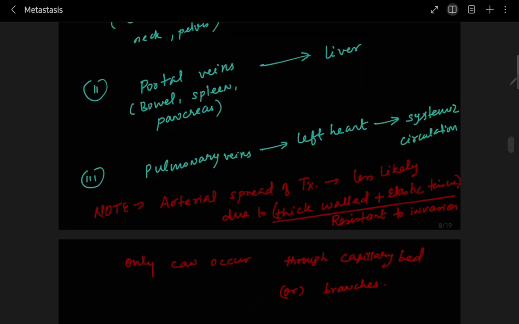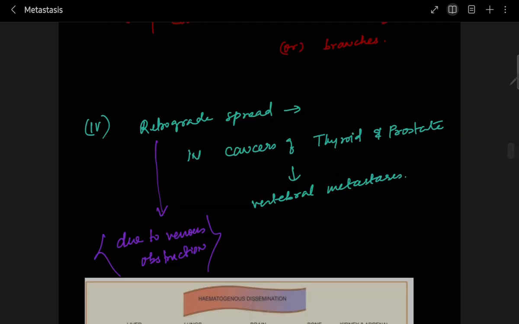Also, we saw that arterial spread of tumor is less likely to happen because of the thick wall and elastic tissue, but it can happen where the arterial branches are, and where the artery becomes the capillary bed, which makes it very easy for the tumor cells to come out. And we also saw the retrograde spread: if there is a venous obstruction, thyroid and prostate cancers spread via vertebral metastasis.